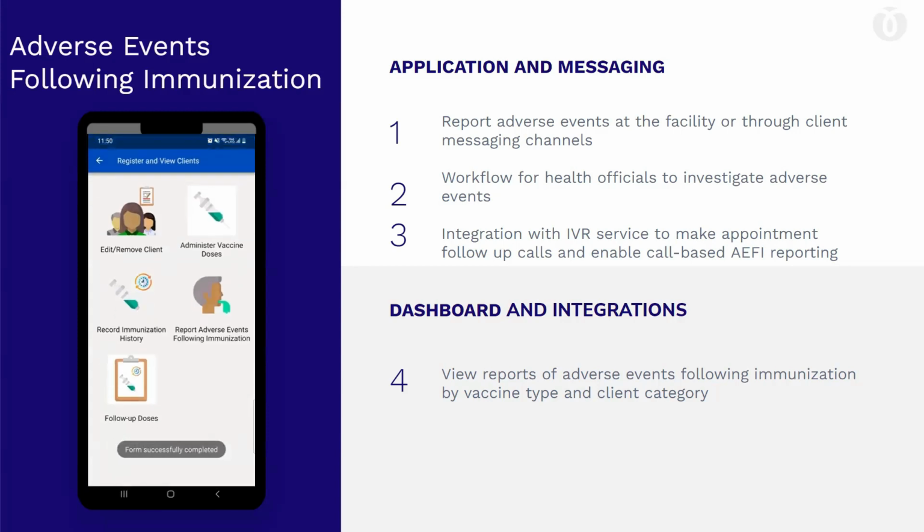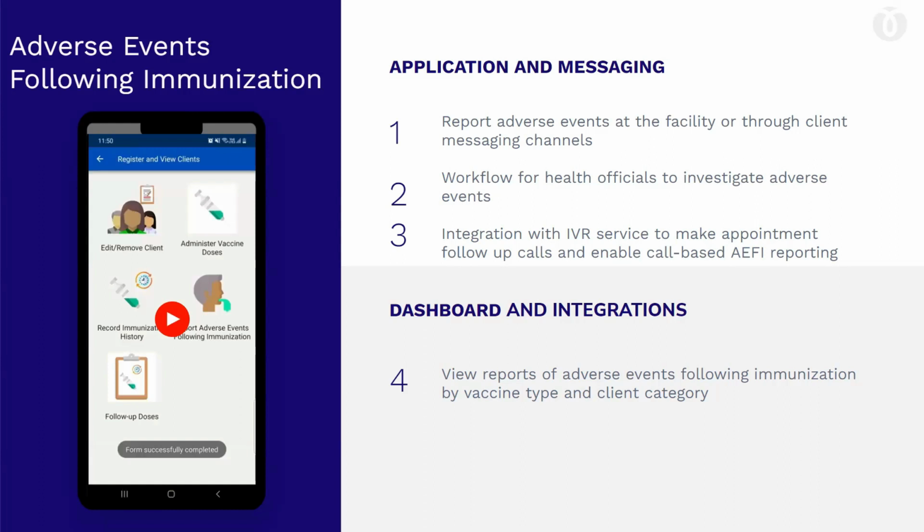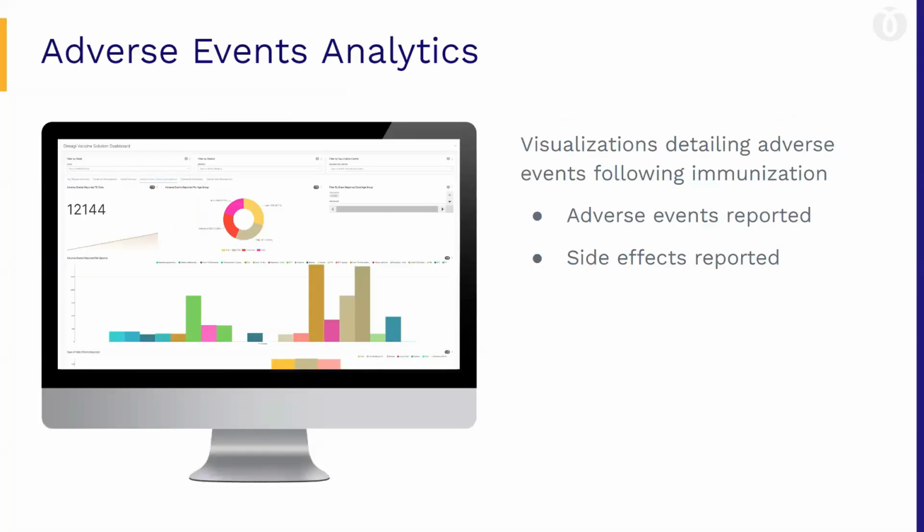This is a really important part of vaccine program management because adverse events can be a primary cause of vaccine hesitancy. By investigating adverse events and counseling clients about the experience, programs can minimize the effect these events have on levels of vaccine hesitancy in a client population. At an aggregate level, the dashboard summarizes the number of adverse events reported with a breakdown by the type of side effects that were reported. This information can be bifurcated by the type of vaccine and client population to understand trends.